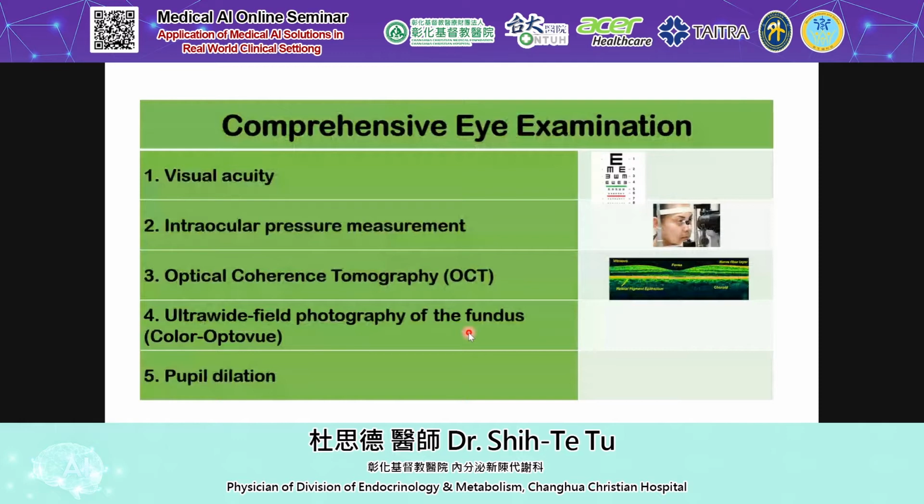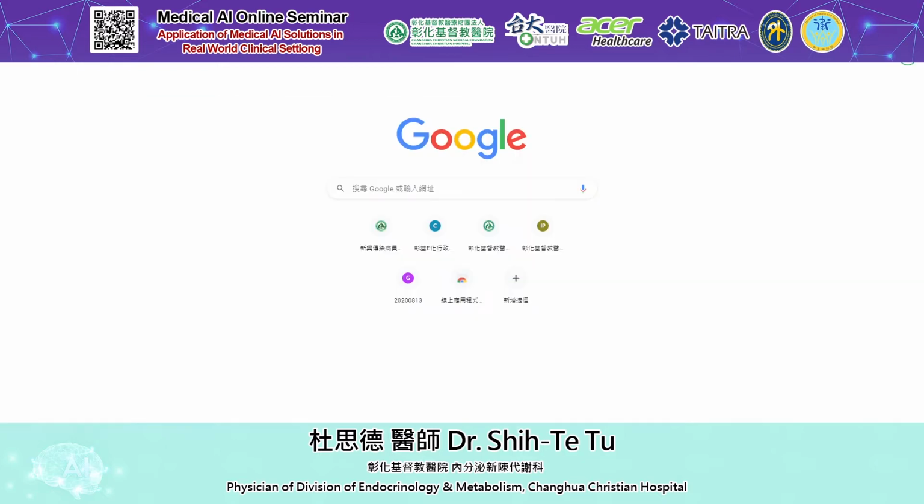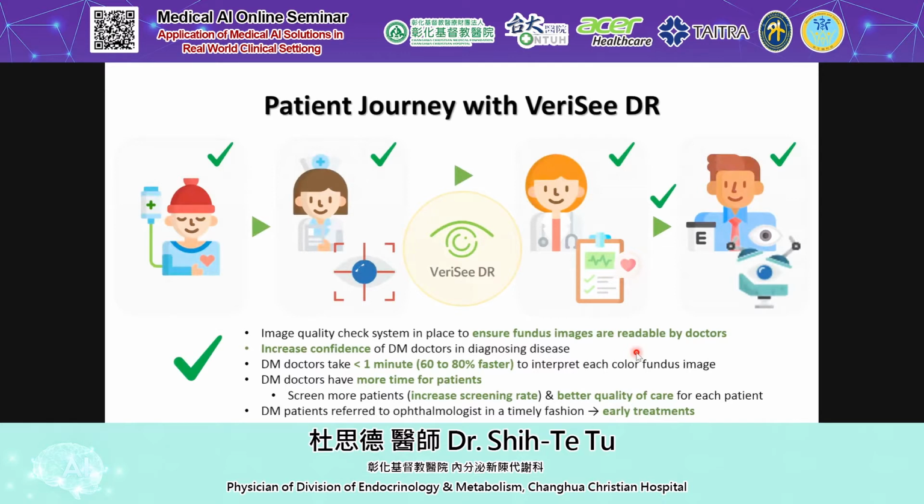So after we use the VeriSee DR, you can see our patients generally have some change. The first one is the image quality check system, which ensures fundus images are readable by doctors. The second one, it increases the confidence of DM doctors in diagnosing disease. When we have the diagnosis, in the back we have Professor Hsieh. He tells us this is right or this is wrong, this should be referred or this should not be referred. We have automatically Professor Hsieh as our support for diagnosis.